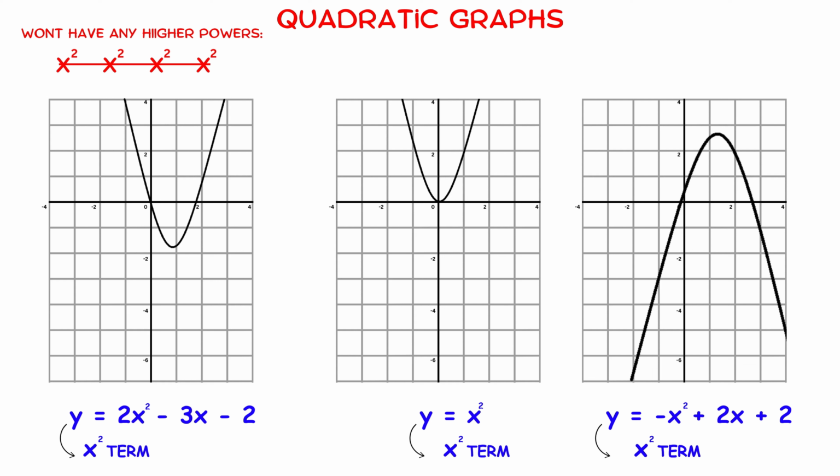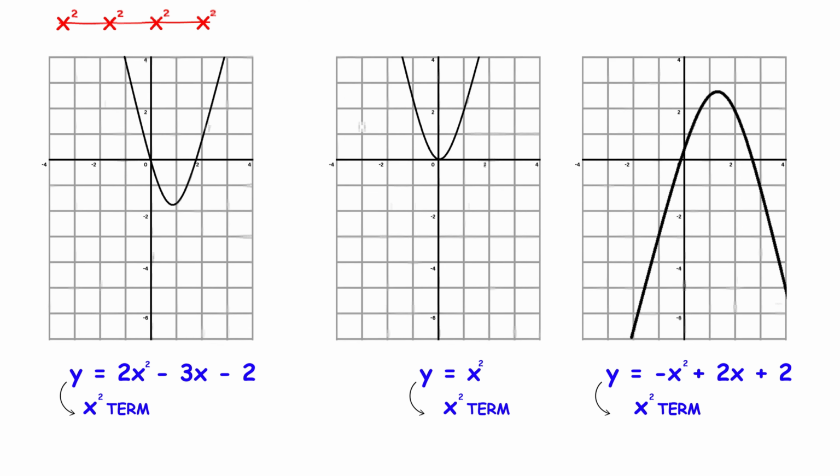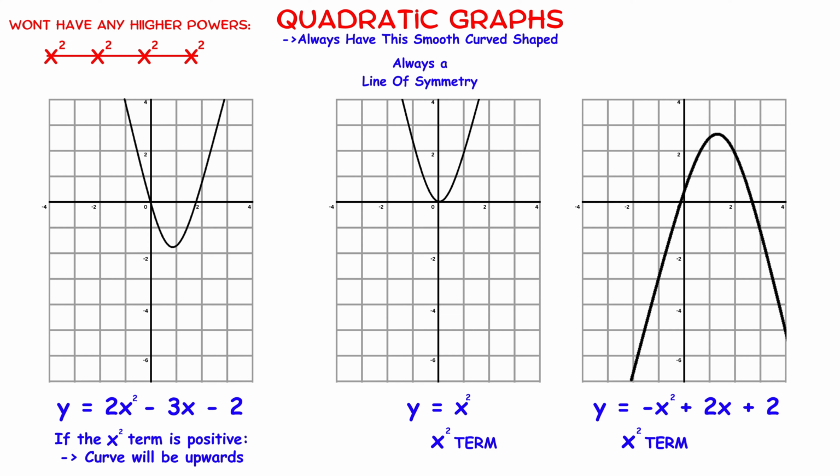When you only have an x squared term and there aren't any x terms or number terms, then the only place that your graph will cross the axis is at 0, 0. The same goes for y equals minus x squared, but this time it curves downwards instead, because the x squared term is negative. The more you change the equation, though, the more different the curve will look.